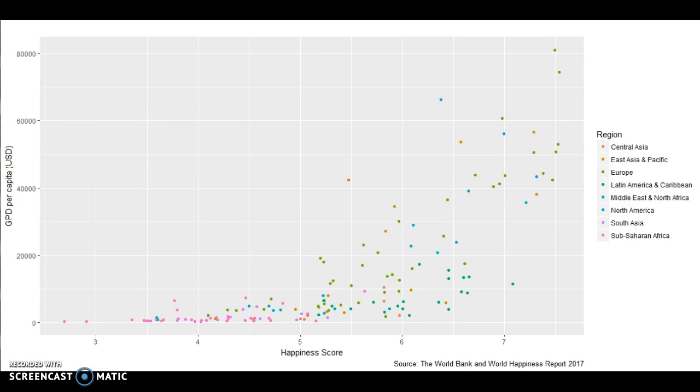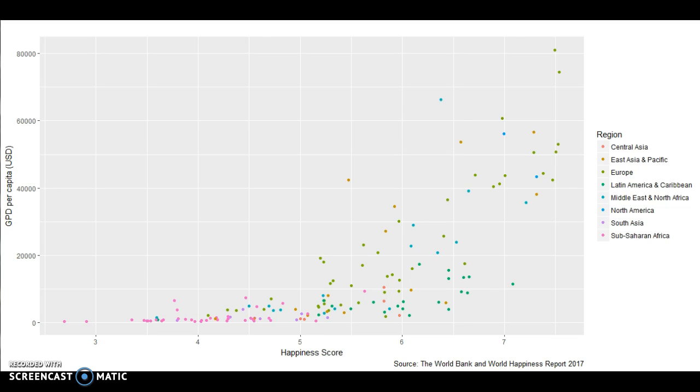And to help me actually answer this question, I looked up the World Happiness Report, which ranks 155 countries on how happy their citizens are based on factors such as social support and healthy life expectancy, and gives them an overall happiness score. And then I went and collected economic data on these countries from the World Bank website. Now let's look at the actual visualization.